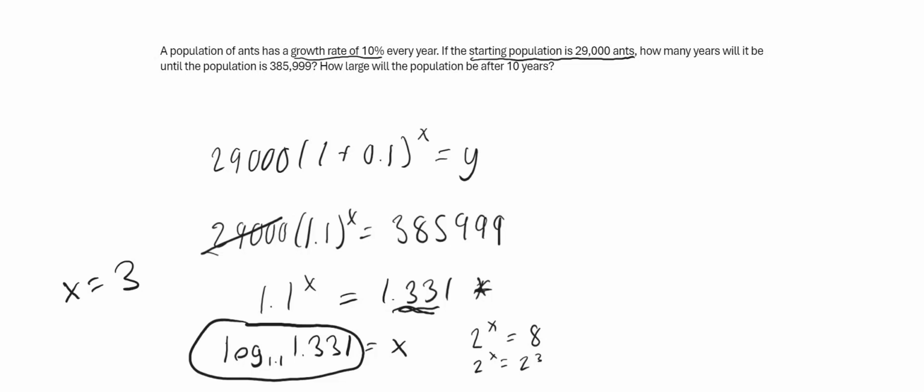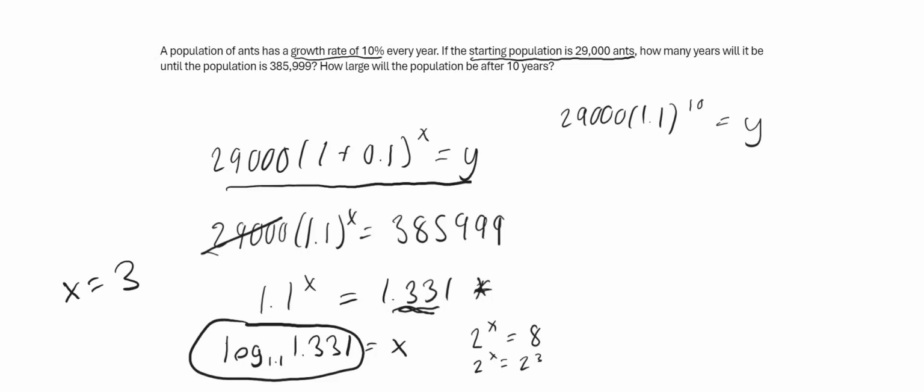Alright, next part of the question. How large will the population be after 10 years? Okay, so we can go back to our initial equation, 29,000 times 1.1 to the x, and this time we're going to substitute in 10 for x, since we're now solving for the population y. So we can just substitute that right into our calculators.